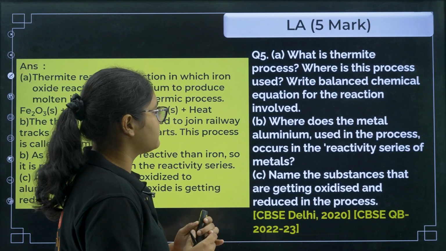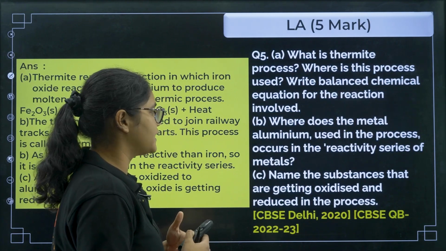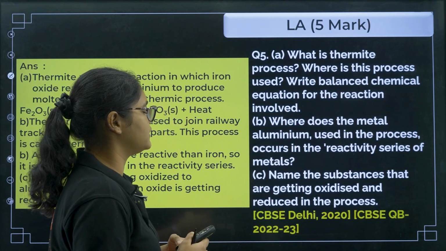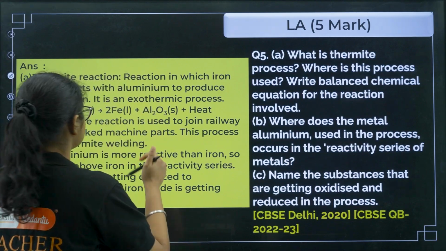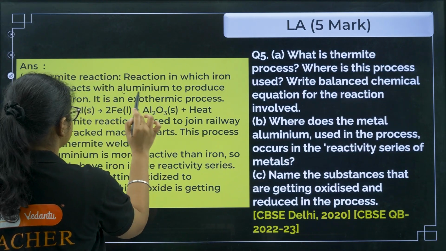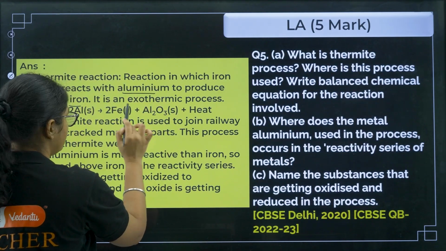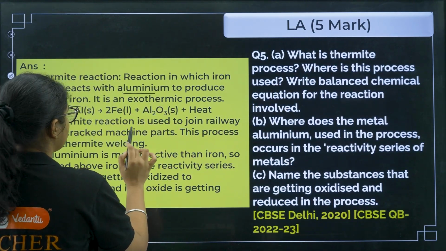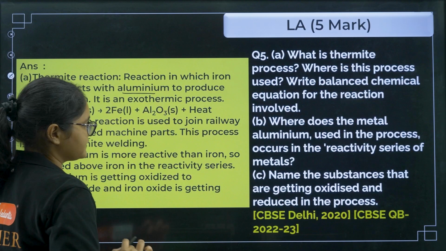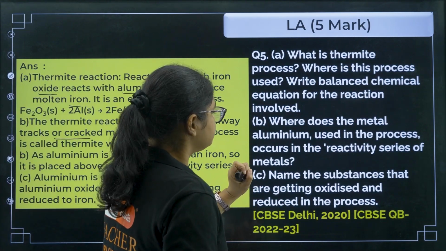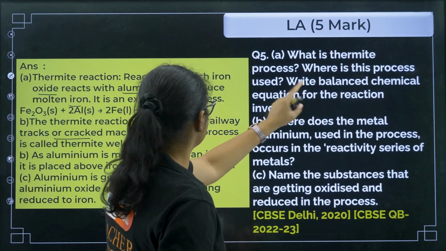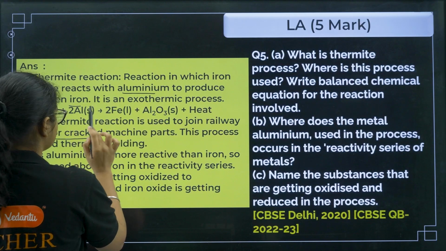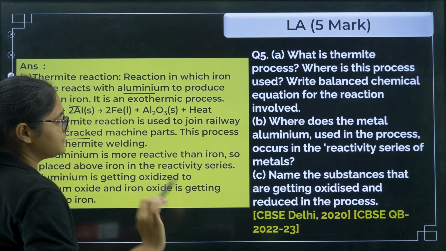Next, what is a thermite process? Where is this process used? Write the balanced chemical equation for the reaction involved. The thermite reaction is one in which iron oxide reacts with aluminium to produce molten iron. It is an exothermic process. The thermite reaction is used to join railway tracks. Next, write the balanced equation: Fe2O3 plus 2Al gives 2Fe plus Al2O3 plus heat.